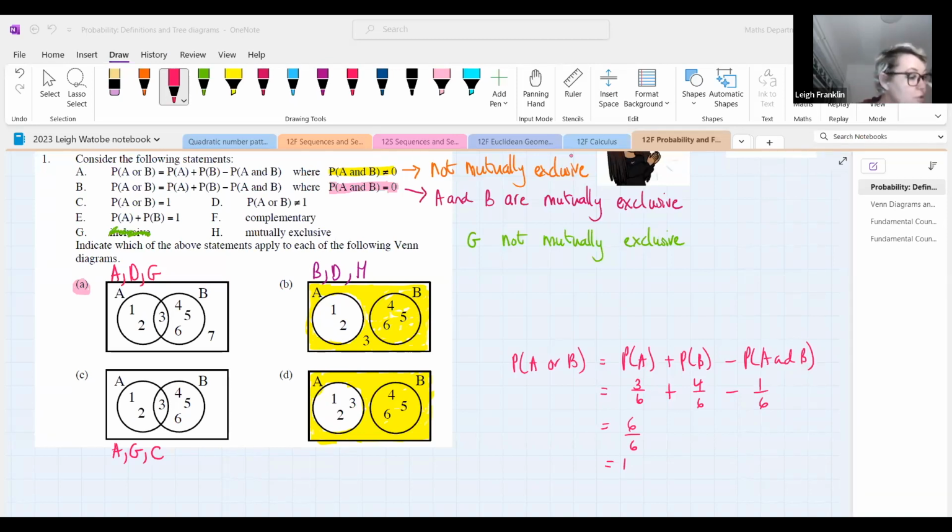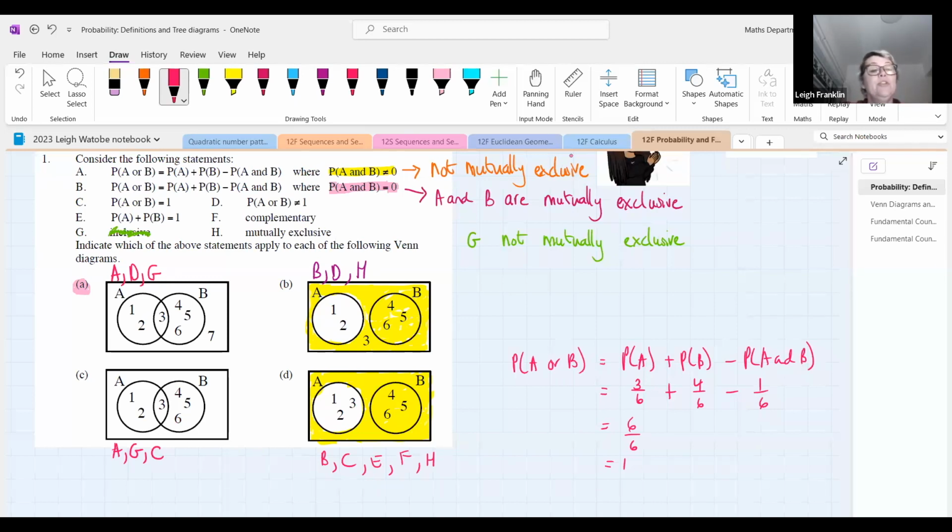Okay, now for the last one, for D, there's a few things that we should say. Well, first of all, they are mutually exclusive, so we could definitely use B. The probability of A or B equals 1, because that's 3 and 6 plus 3 and 6, which would be 6 out of 6, so we could say that. The probability of A plus the probability of B would also be equal to 1 for this. If they're also complementary. And we could also say H, they are mutually exclusive as well.